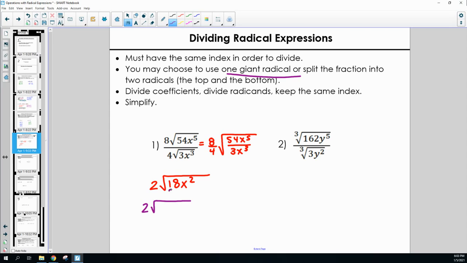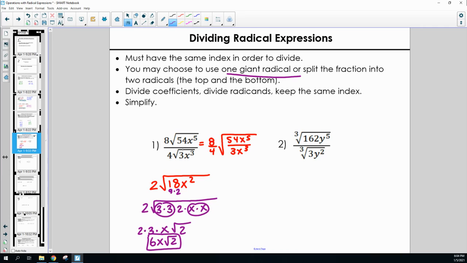18 I'm going to break down, so I know that that's the square root of 9 and the square root of 2. So the square root of 9 is going to be 3 times 3, and then times 2. And x squared is even, so I can divide that by 2, so it's x times x. So I'm going to pull out this pair of 3's, I'm going to pull out this x. So on the outside, I have the 2 that was originally there, times the 3 that comes out from that pair, times the x that comes out from that pair, and then I have a 2 left over. So I have 6x square root of 2.